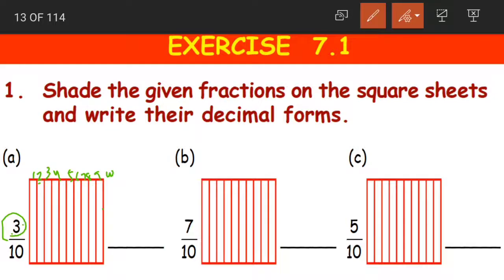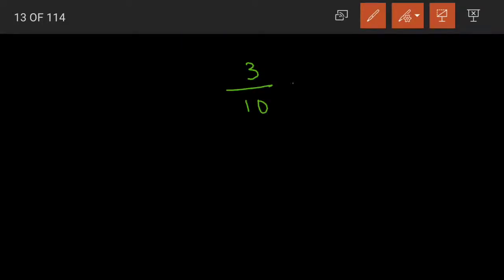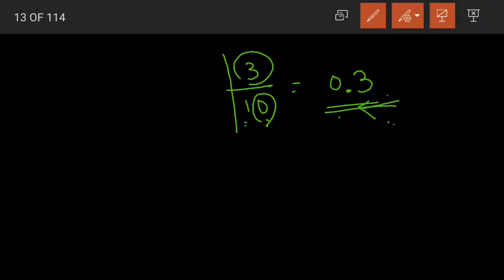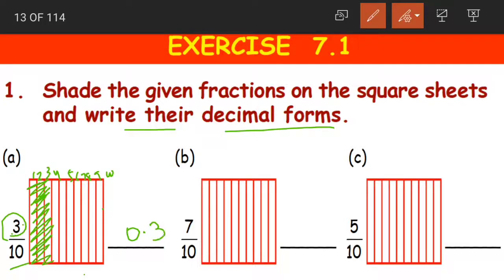We should color 3. So when I color 3 of these 10 parts, this figure now represents the fraction 3 by 10. Now we have to write it in the decimal form as well. How will we write 3 by 10? The denominator has 2 digits, so even the numerator we will write as a 2-digit number. Now here we have 1 0 in the denominator, so after 1 digit from the right, we place the decimal point. 3 by 10 is nothing but 0.3.